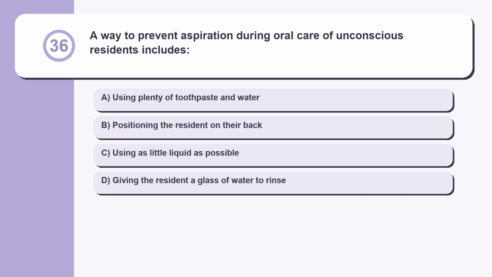Question 36. A way to prevent aspiration during oral care of unconscious residents includes using plenty of toothpaste and water, positioning the resident on their back, using as little liquid as possible, giving the resident a glass of water to rinse.